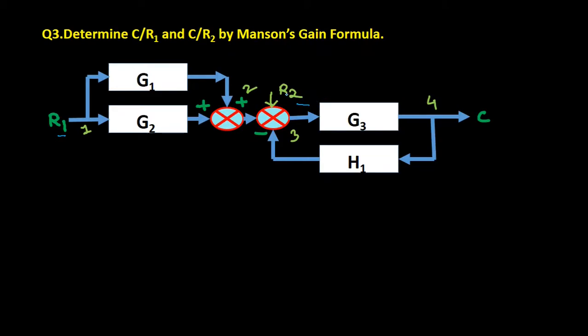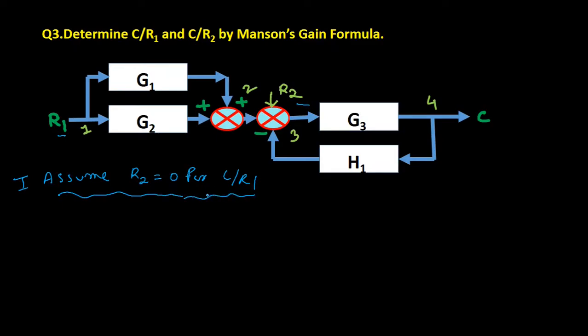In the block diagram representation techniques, I have told you that when we find the transfer function with respect to one signal, the other signal will be taken as 0. So first assume R2 is equal to 0 for C by R1. For finding C by R1, we assume R2 is equal to 0.